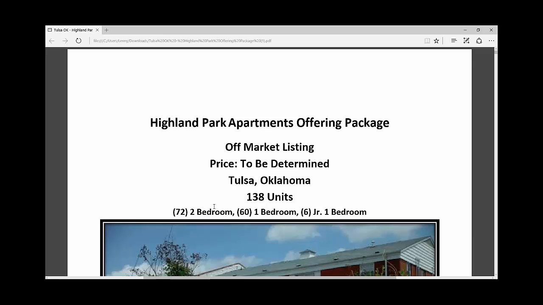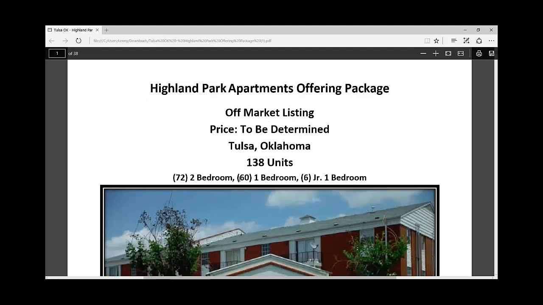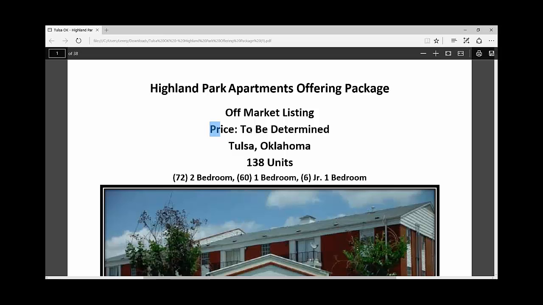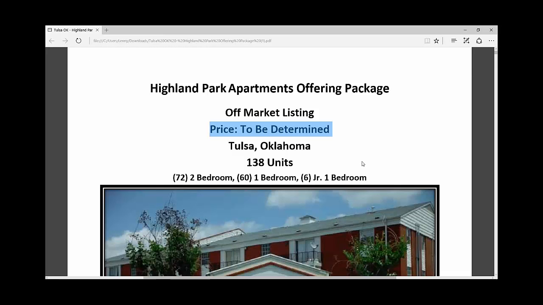138 units. Right away, you get a couple of issues here. It's 72 two-bedrooms, 61 one-bedrooms, so you're looking at a lot of single units that end up acting like hotel units practically. And then 6 junior one bedrooms. But also the price is to be determined, so they're obviously trying to figure out the highest best price.